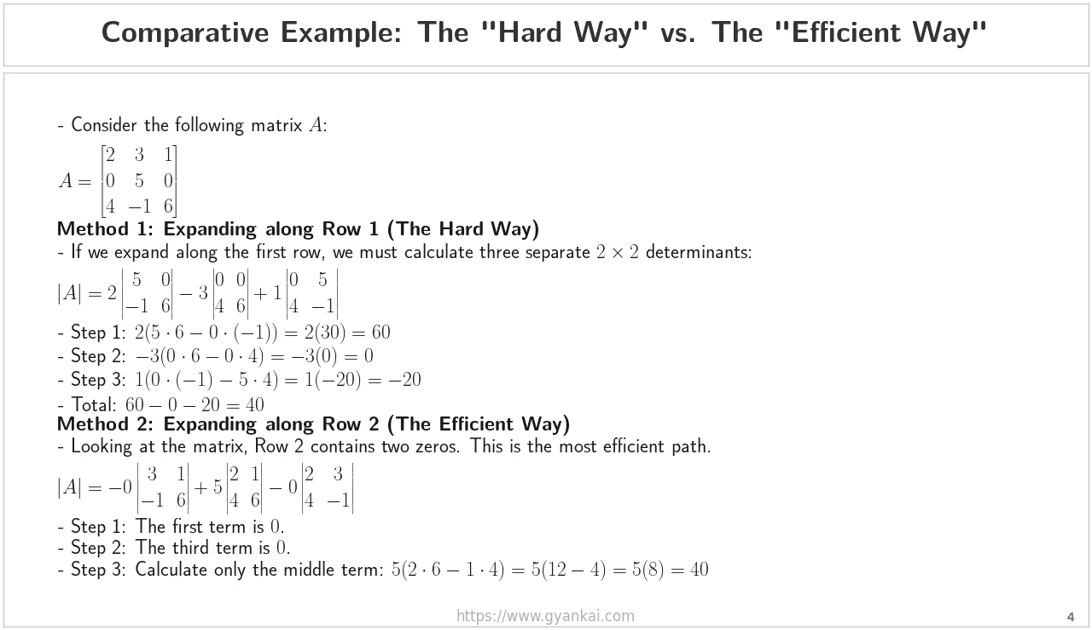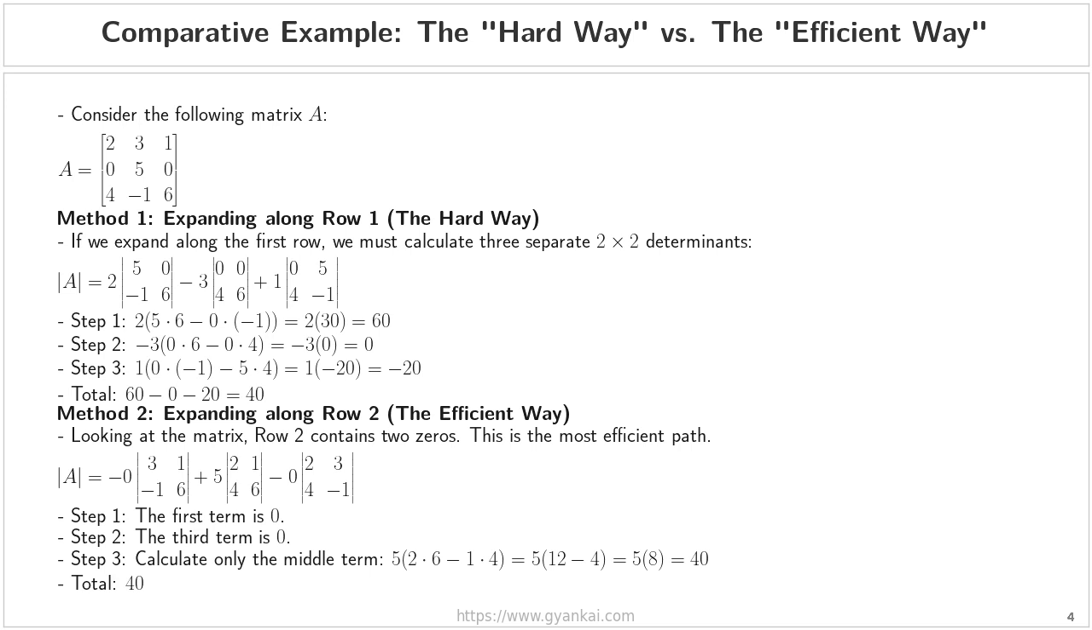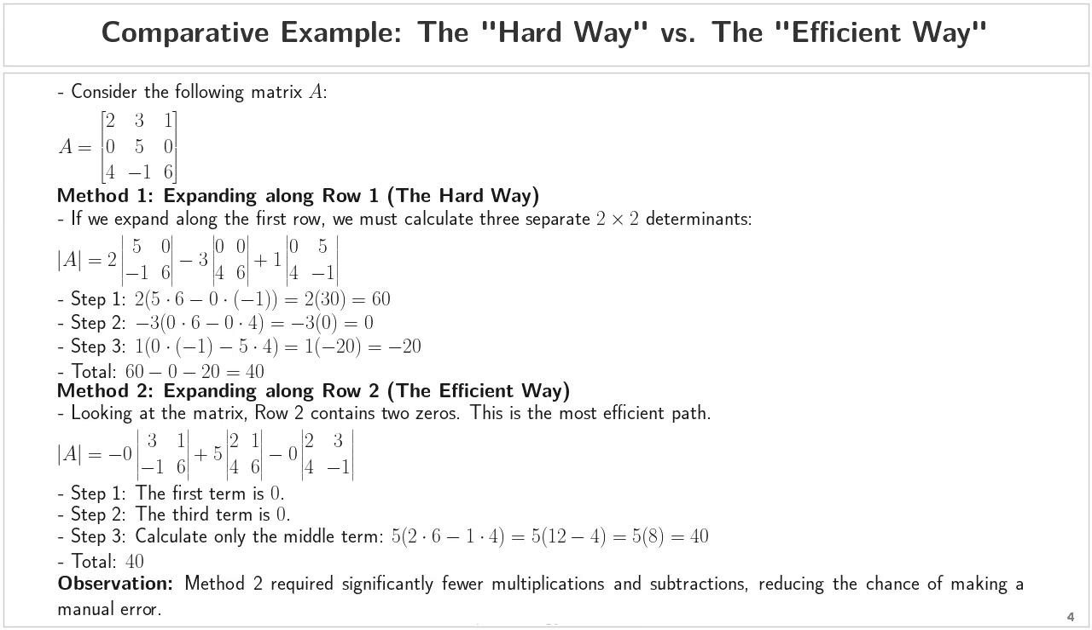We just calculate 5 times the quantity of 2 times 6 minus 1 times 4, which is 5 times the quantity of 12 minus 4, leading to 5 times 8, which equals 40. As you can see, both methods yield the exact same result of 40. However, the observation here is key. Method 2 required significantly fewer multiplications and subtractions. By choosing the path with the most zeros, we've drastically reduced the workload and, more importantly, minimized the chance of making a manual arithmetic error. This brings us to our next slide, where we'll use an analogy to help you remember why this strategy is so vital.